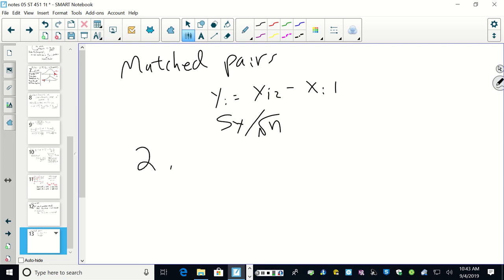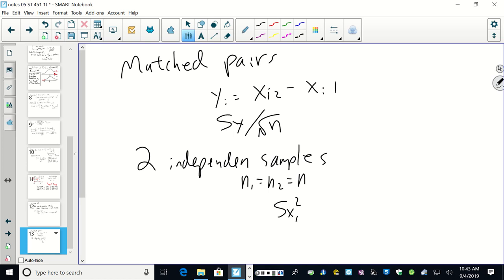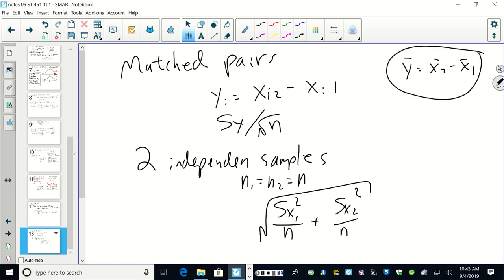And if it was two independent samples, in this case the two sample sizes are equal, we take the variance of the first one over n1, plus the variance of the second one over n2, and take the square root. So we have two very different variance formulas for y bar equals x bar 2 minus x bar 1. This is our estimate in either case, but the variance formula is very different.